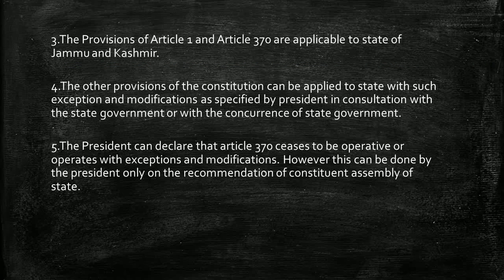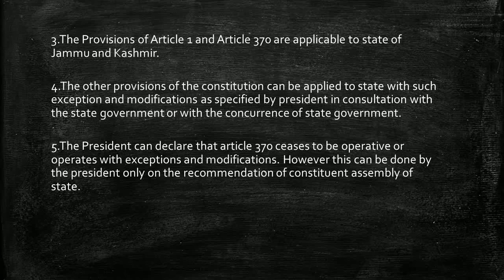Now coming to the third provision. It says that the provision of Article 1 and Article 370 are applicable to the state of Jammu and Kashmir. Now, the provision of Article 1 is that it declares India as a union of states and its territory. It tells about the federal structure of India, that India is a federation of different states and defines their territory. Also, it says that the Article 370 is also applicable to the state of Jammu and Kashmir. That is, the provisions of both Article 1 and Article 370 apply to the state of Jammu and Kashmir.